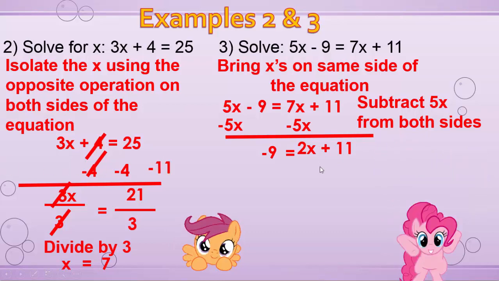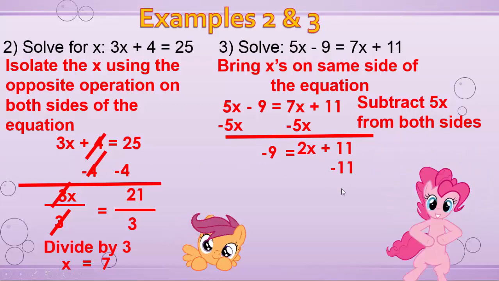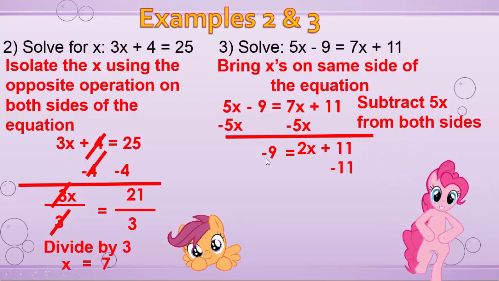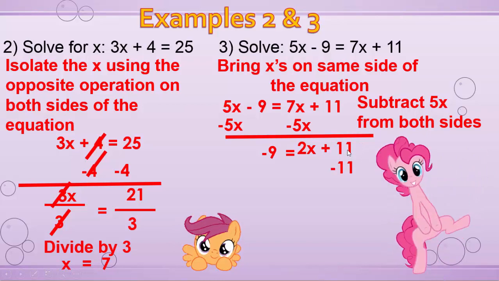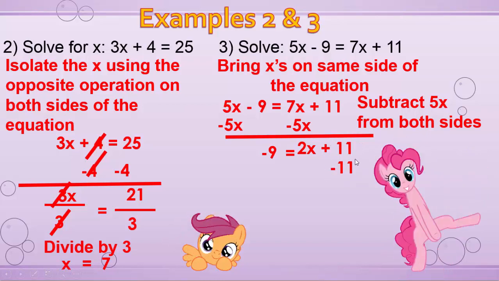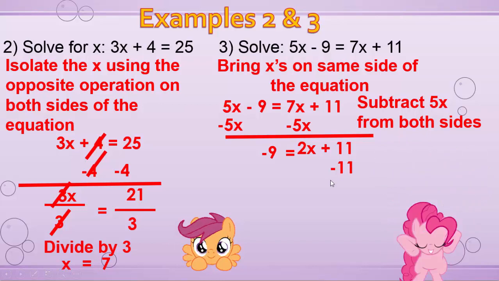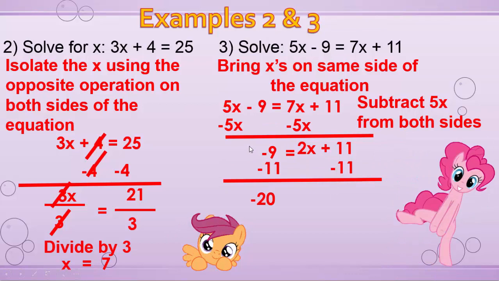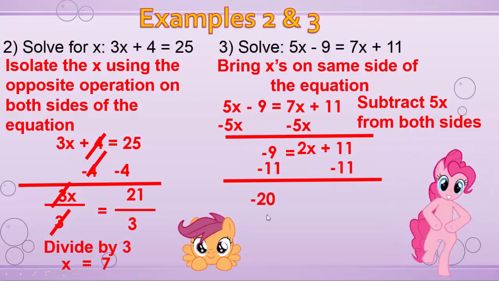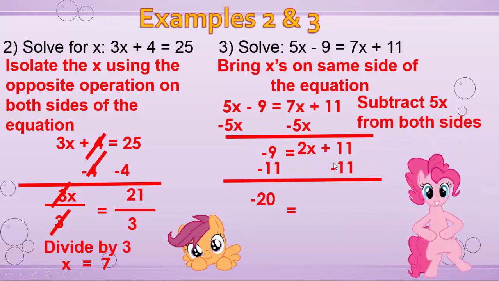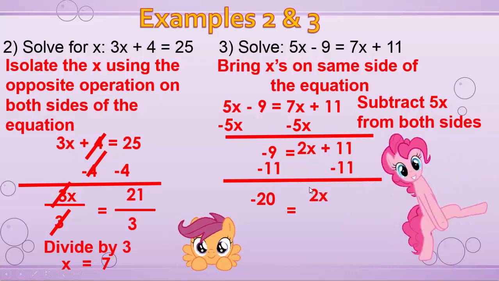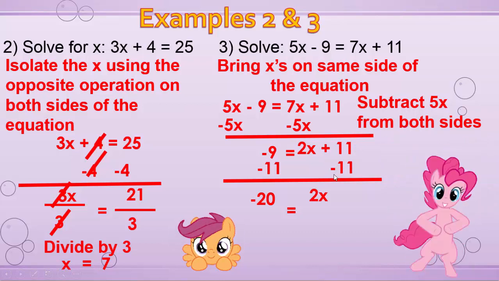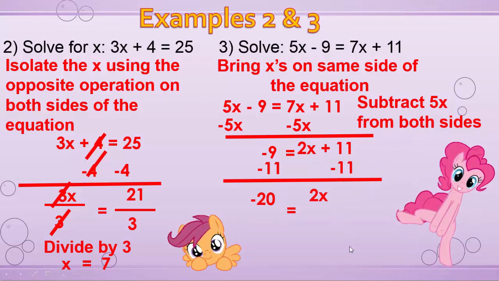But now I want to take the 11 where the x is not and bring the 11 over to this side. So if I have a positive 11 here, I have to now have a negative 11 here, and whatever I do to one side, I must do to the other. So now we have on this side negative 20, and we have on this side 2x, because positive 11 and negative 11 is equal to 0.